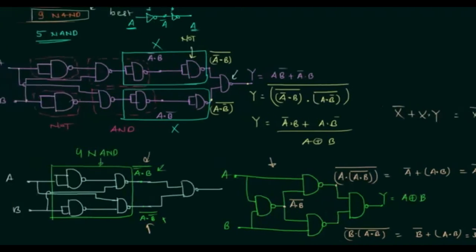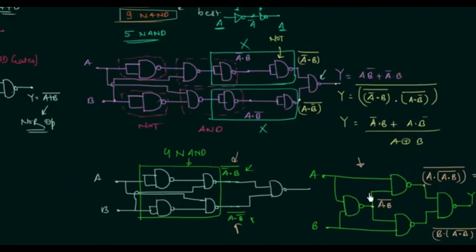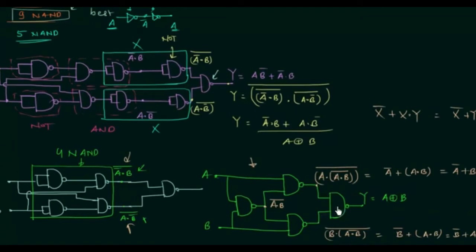This is very important because you have to use your brain to get this circuit. We started from this circuit, we had 9 NAND gates, then we had this circuit with 5 NAND gates, and finally we have this circuit with 4 NAND gates. So this is the most efficient implementation, and please draw it somewhere so that you can revise it before your exam.